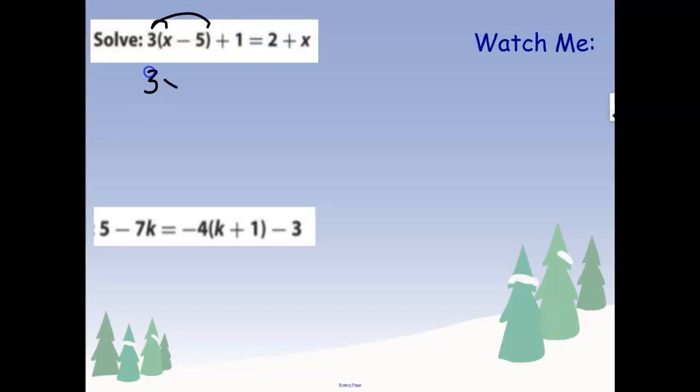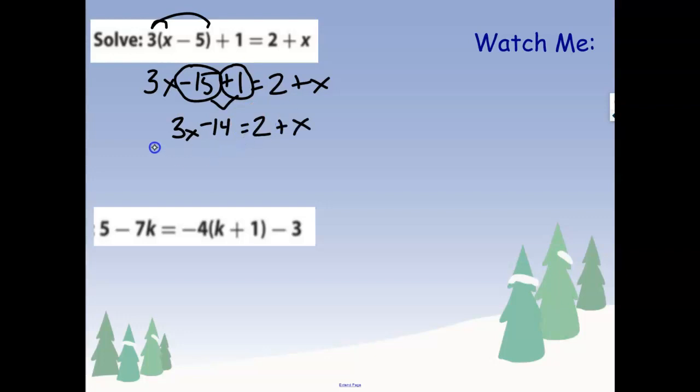And then I'm going to write it, 3x minus 15 plus 1 equals 2 plus x, and then I would look for anything I can combine. So I can see that I can combine these 2 constants and get negative 14. So I'd have 3x minus 14 equals 2 plus x, and then I'd do what we've been talking about in 8th grade land. I'd move my smallest pile of x's, and then that will cancel out, and that would give me 2x minus 14 equals 2. I'm going to stop there because you know how to solve a 2-step equation at this point.